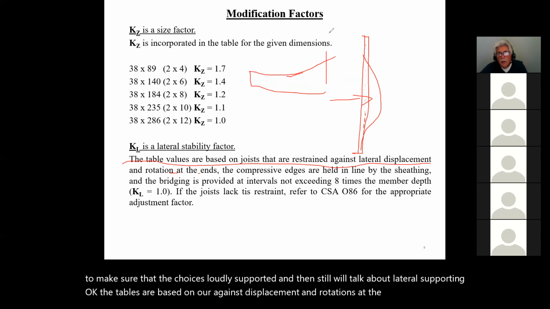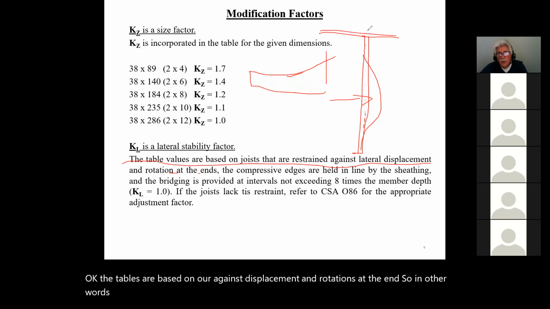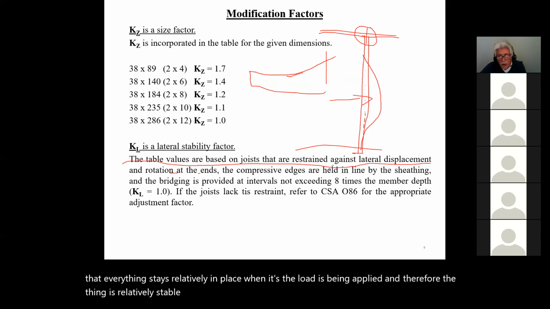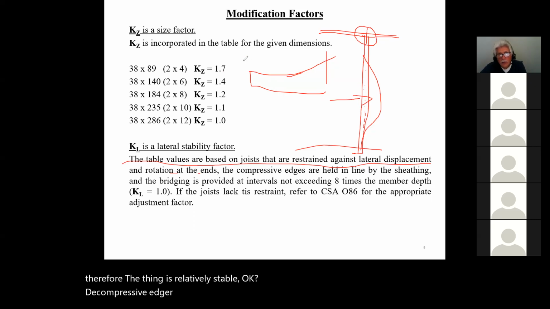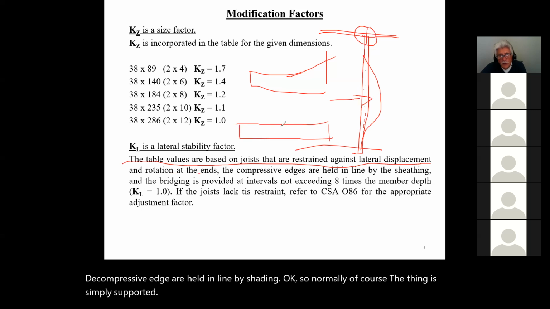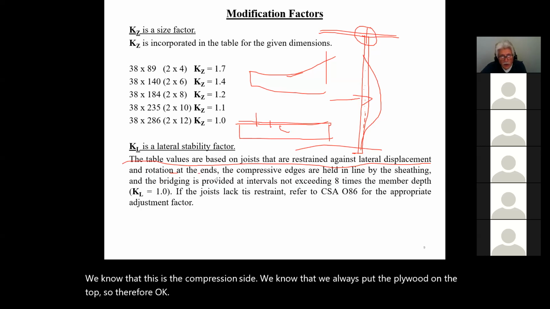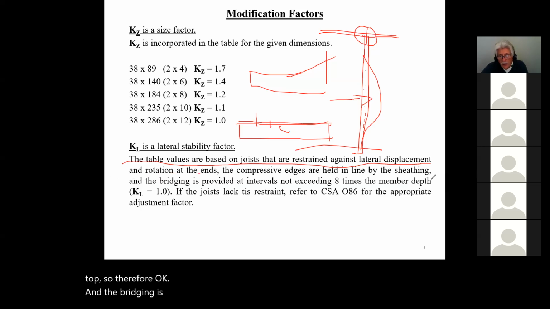So in other words, here I have a header joist. I'm going to nail here. I have a header joist, so I make sure that everything stays relatively in place when the load is being applied, and therefore the thing is relatively stable. The compressive edge is held in line by sheeting. So normally, of course, the thing is simply supported. We know that this is the compression side. We know that we always put the plywood on the top. And the bridging is provided at intervals not exceeding 8 times the member depth.